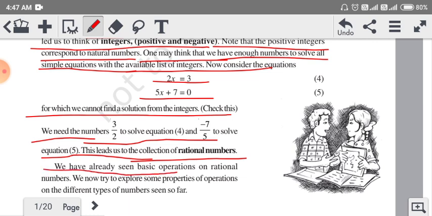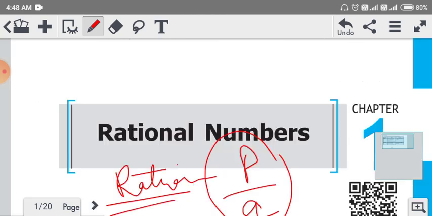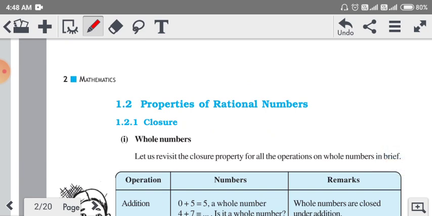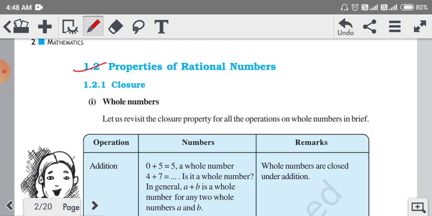We have already seen basic operations on rational numbers. Now we try to explore some properties of operations on the different types of numbers seen so far. So first, कहते हैं, 1.2 properties of rational numbers.